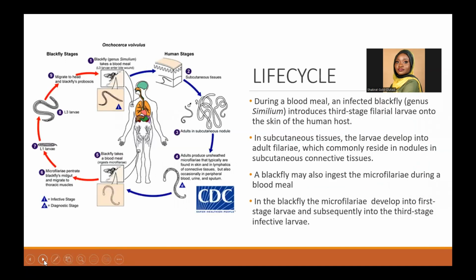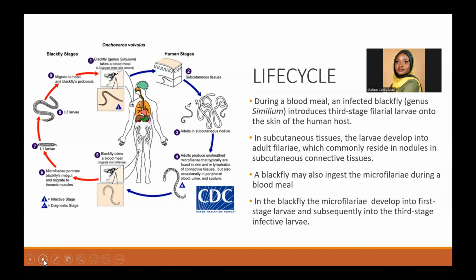Now, this is the life cycle of the Onchocerca volvulus. We'll just quickly go over this. So the blackfly bites, and when it bites, it can introduce what we call a third stage filarial larva into the skin of the human host. And then this larva goes into the subcutaneous tissue, that's the tissue just under the skin, and begins to grow and develop into an adult worm.